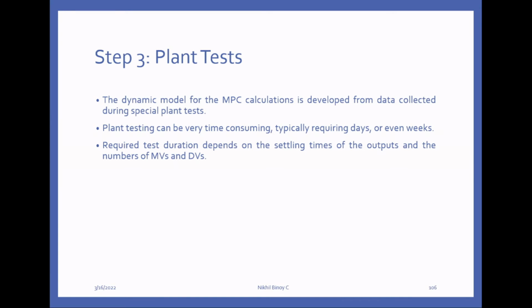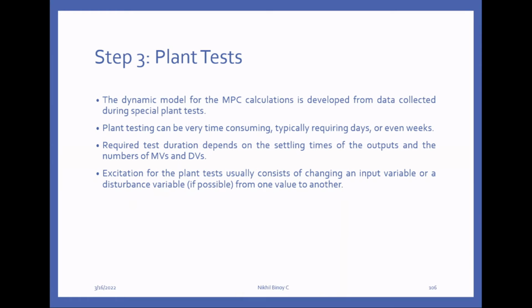The test duration depends upon the settling time of the output and the number of MVs and DVs. In the previous step we calculated the settling time. So the plant test depends upon the settling time and also the number of manipulating variables and disturbance variables. Excitation for the plant test usually consists of changing an input variable or a disturbance variable from one value to another. Again we are giving a step input.